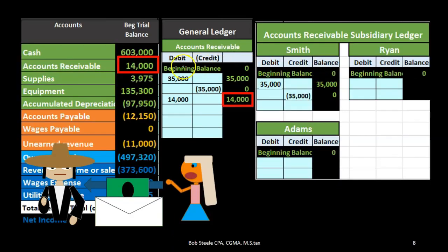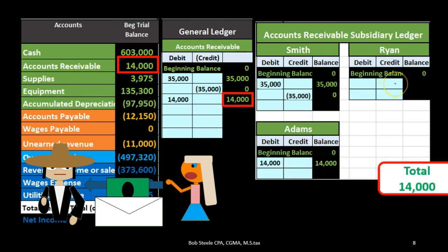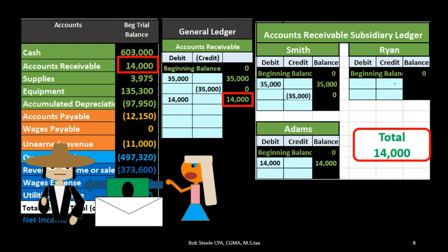Now we see that we have 14,000 in the trial balance for accounts receivable. We see we have 14,000 in the general ledger for accounts receivable. And we need to post that same 14,000 to the subsidiary ledger, but by customer in this case, and that customer being Adams here. So Adams is going up by that 14. Now we have 0 plus 14 plus 0 brings us to that same 14. The subsidiary ledger tying out to the general ledger, tying out to the trial balance.